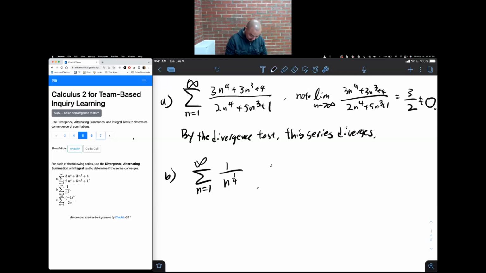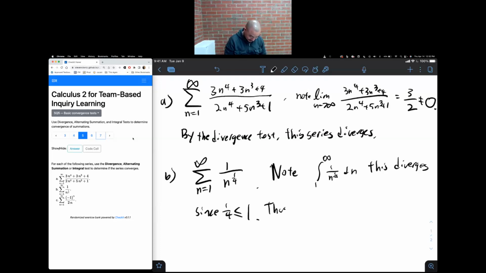However, we can note that this looks very much like an integral expression we have seen before. So note, if I take the integral from 1 to infinity of 1 over n to the 1/4 with respect to n, this diverges since 1/4 is less than or equal to 1. Thus, by the integral test, the corresponding integral diverges, which means that the summation diverges as well.